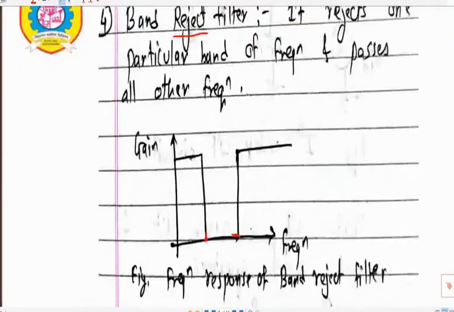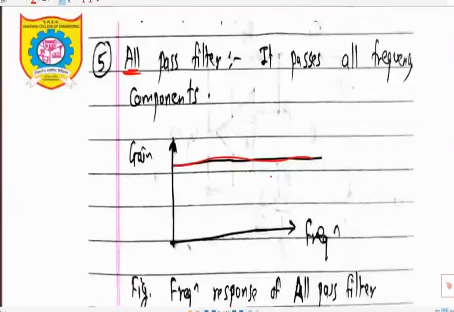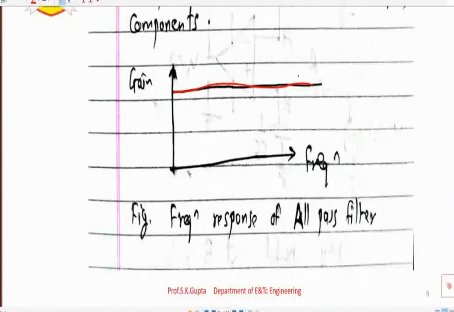Then band reject, it will reject one band of frequency and all other frequencies are passed. And last is the all pass filter, it will pass all frequency signals.